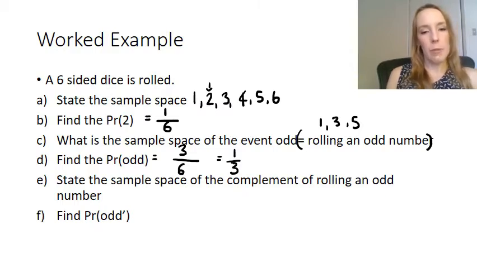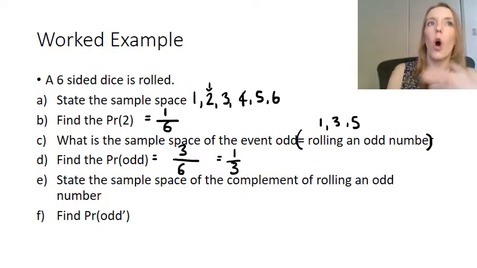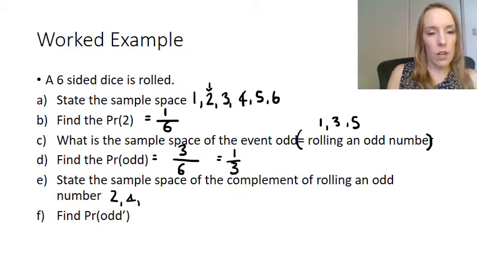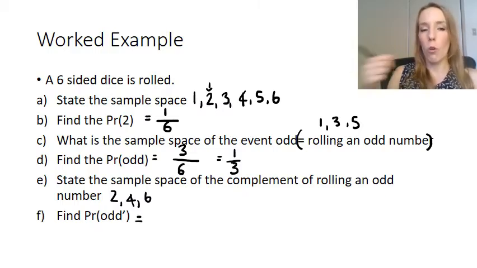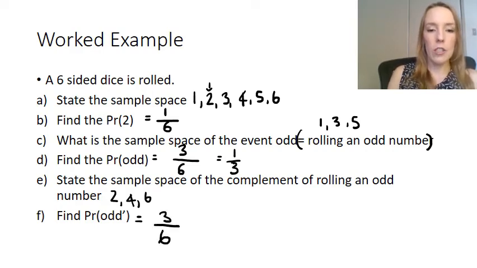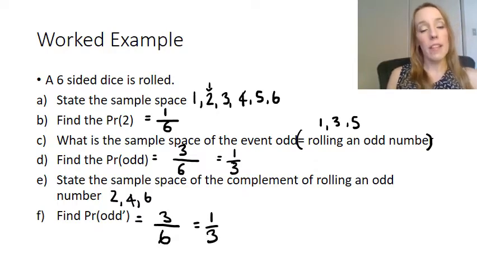So state the sample space of the complement of rolling an odd number. The complement is kind of like the opposite, the other options. So the other options are rolling an even number, so you could roll a 2, a 4, or a 6. And find the probability of, now if we look here it says odd, but then we've got our little dash there, which means the complement of rolling an odd, which is rolling a 2, a 4, or a 6. So there's 3 options there out of a total of 6 options. We're going to simplify our fraction to 1/3, and that would be our answer there.